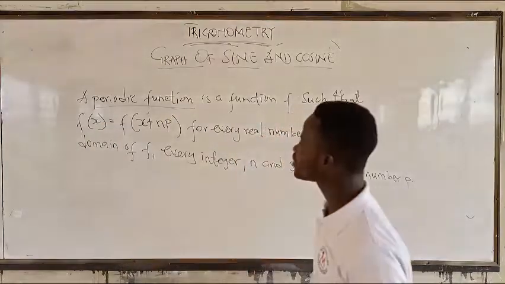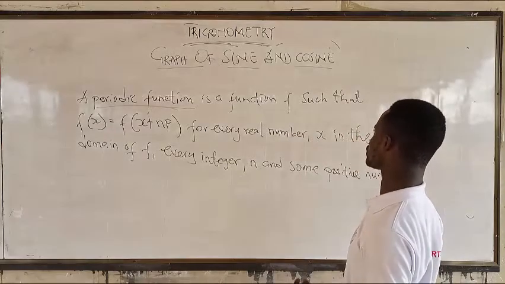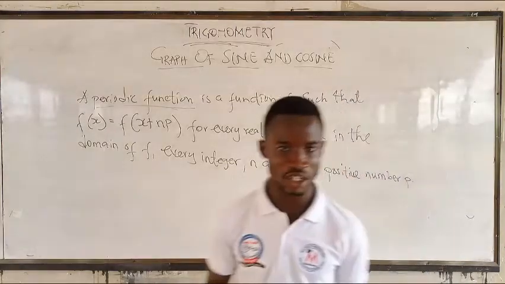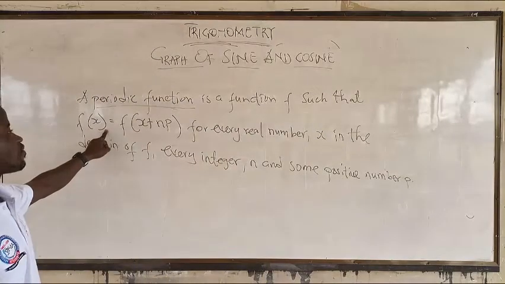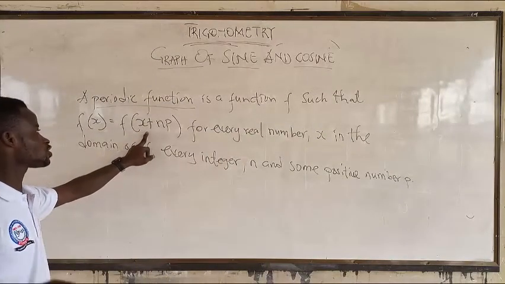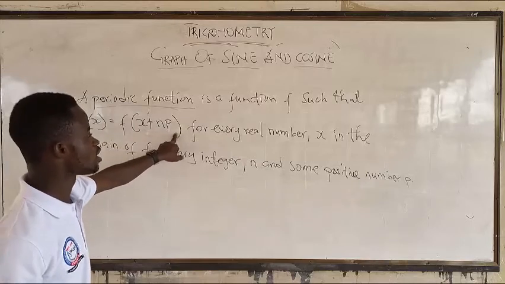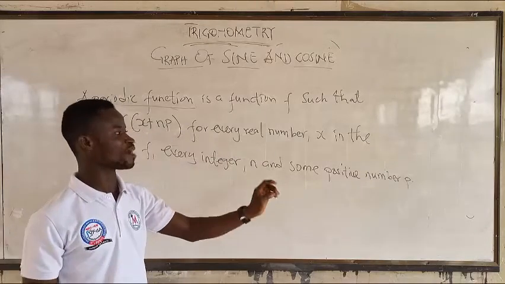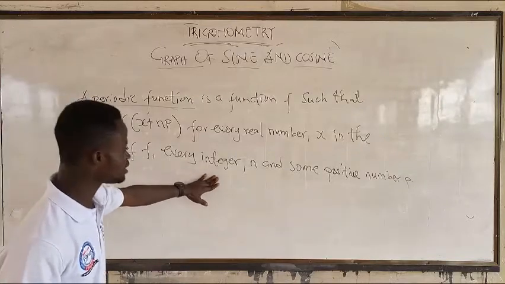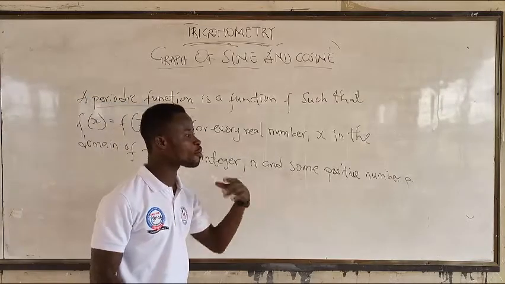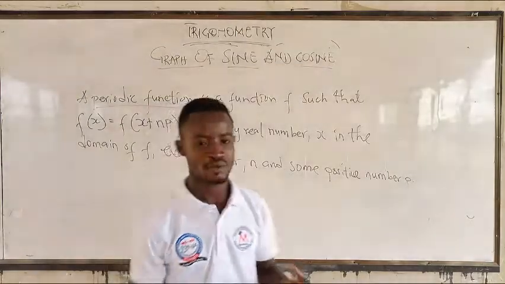So when we say a periodic function, it's a function f such that f of s is equal to f of s plus np, for every real number s in the domain of f, every integer n, and some positive number p.